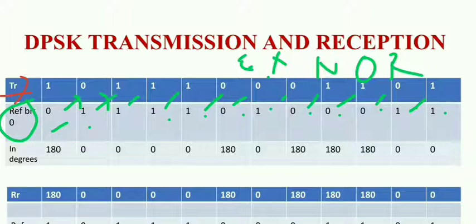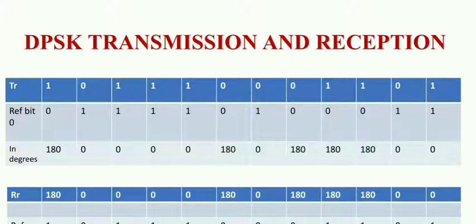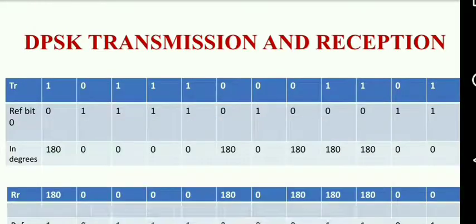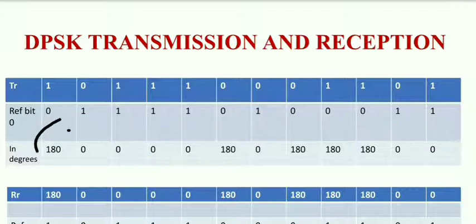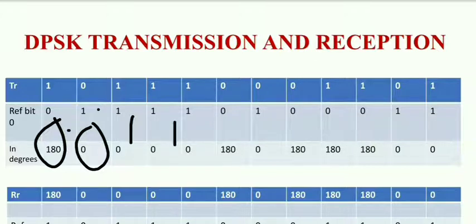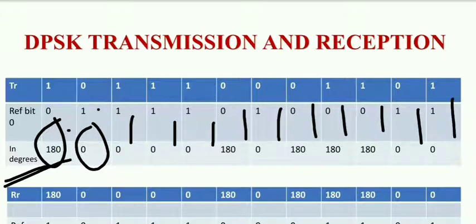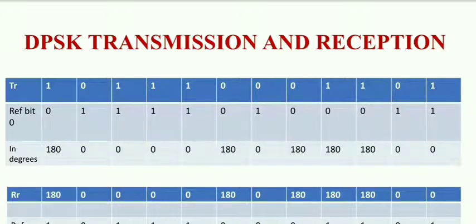After doing that, we have to encode. How are we going to encode? If the resultant bit is 0, then it is encoded with a phase of 180 degrees. If the resultant bit is 1, it is encoded with a phase of 0 degrees. You see, this is 0, so it is encoded with a phase of 180. This is 1, so encoded with a phase of 0. Similarly, 1 is encoded 0, then 0 means 180 degrees, 1 means 0 degrees, 0 means 180, 180, 180, then 0 degrees, 0. See, everything is in degrees, please don't forget. So this is how your DPSK transmission works.